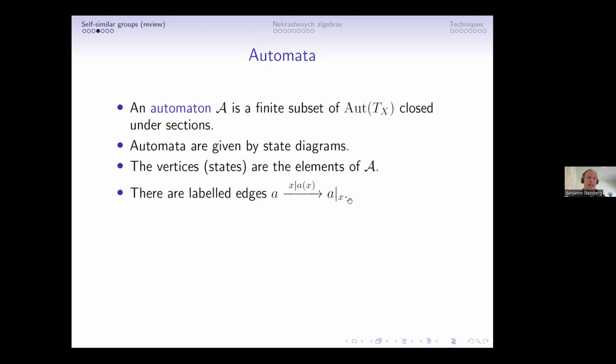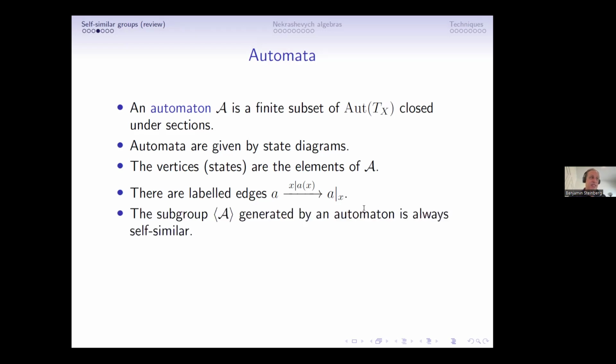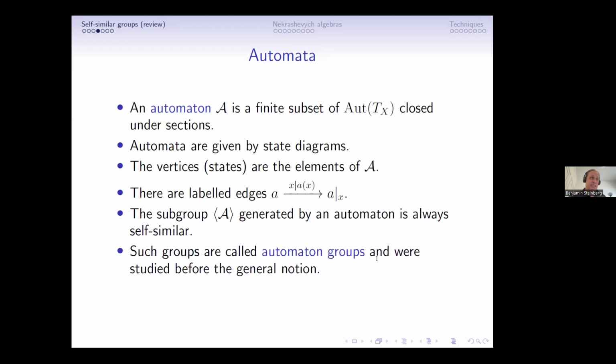And then when you read x, the next thing it will do is move to a new state, which is the section of A at x. I'll have a picture up in a second so you can see how it goes. And if you take a subgroup generated by an automaton, it turns out to always be self-similar. And it's kind of the easiest way to specify a self-similar group. And such groups are called automaton groups. And they were studied long before self-similar groups were defined in general.